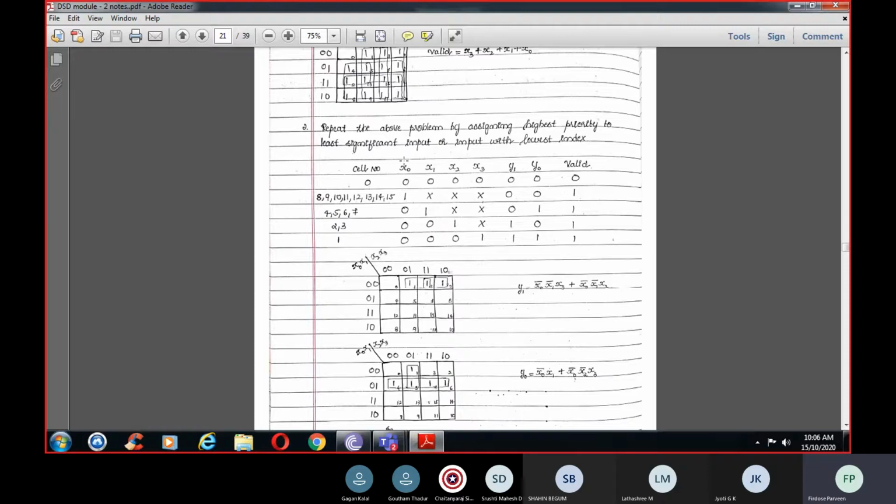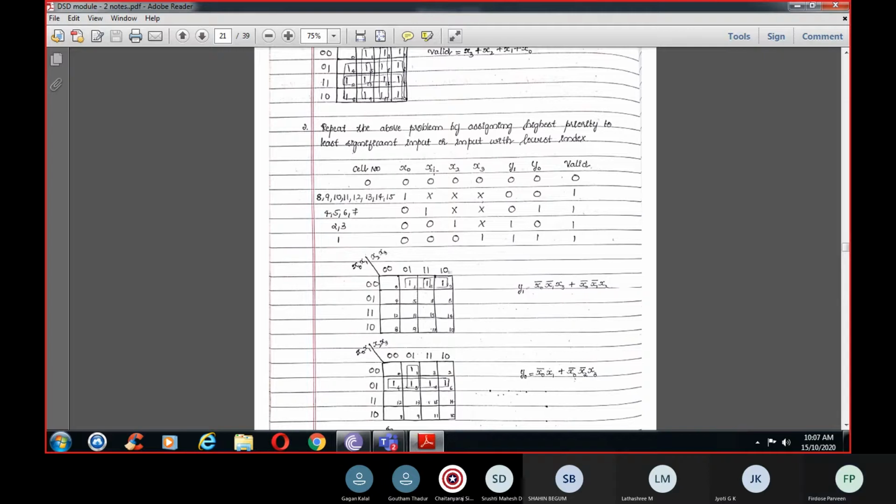Okay, so now when x0 is 1, whatever may be the higher index values, the output should be 0, 0. Whatever may be x1, x2, x3, either 0, 0, 0 or 1, 1, 1, whatever it may be, if x0 is 1, the output would be 0, 0. And for all the other cases, the valid will be 1. We have seen the problem associated with the encoder. After seeing those problems, the valid indicator is being given.